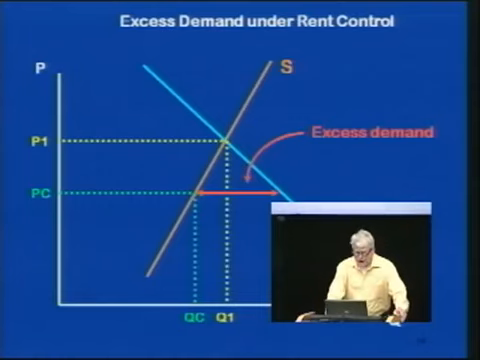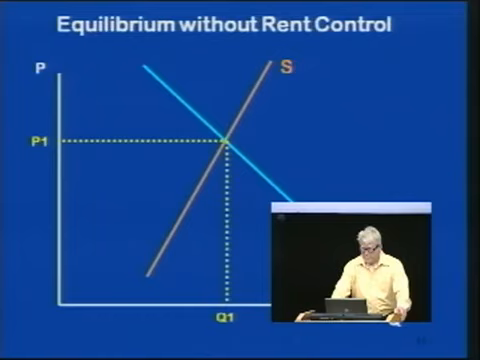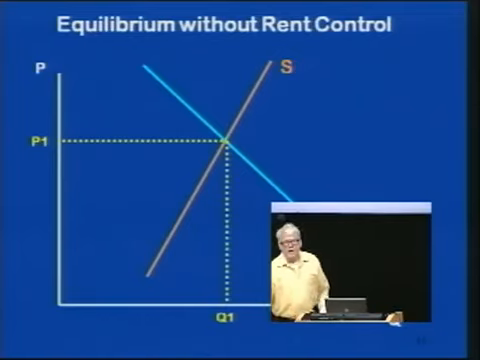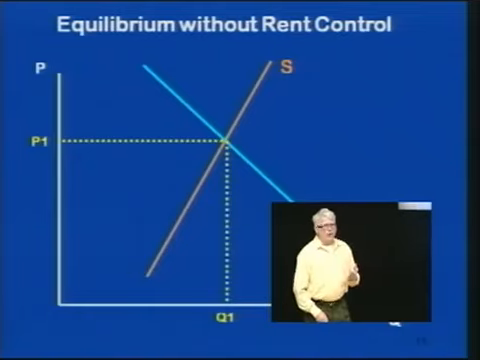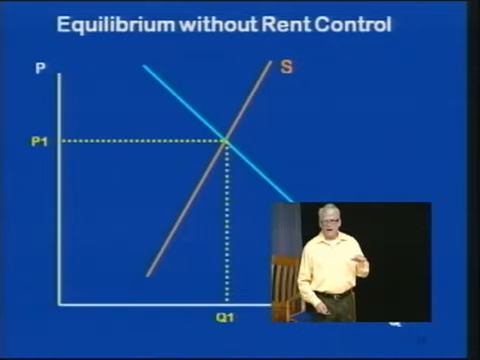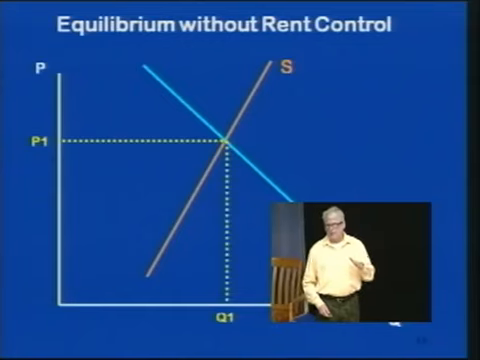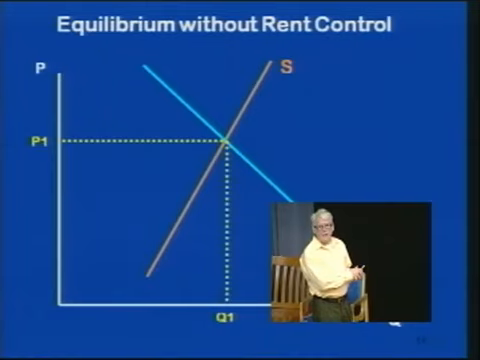Let's go back to without rent control. One of the advantages of a normally operating market system is that it allocates the goods that are sold in a rational fashion among people. What happens here is, this is the equilibrium price. Anyone who is willing to pay more than that price gets a unit, and anyone who's willing to pay less than that price doesn't get a unit.